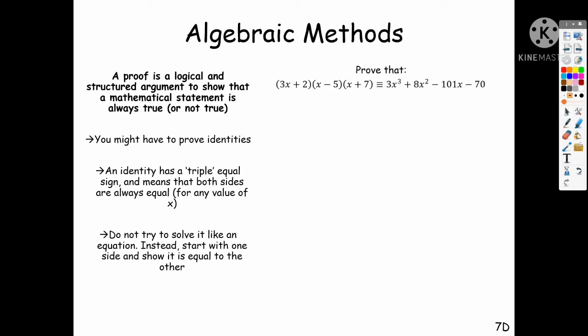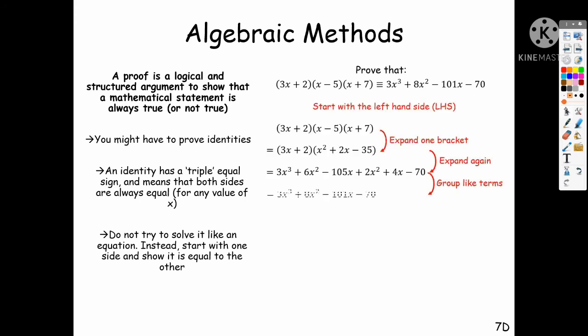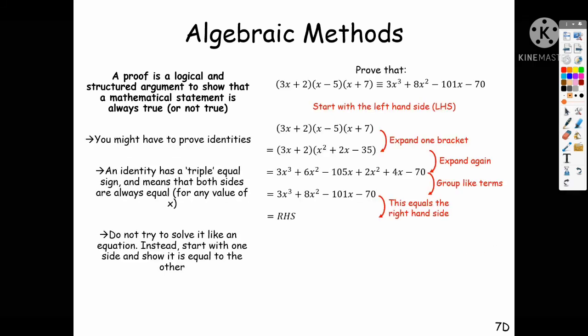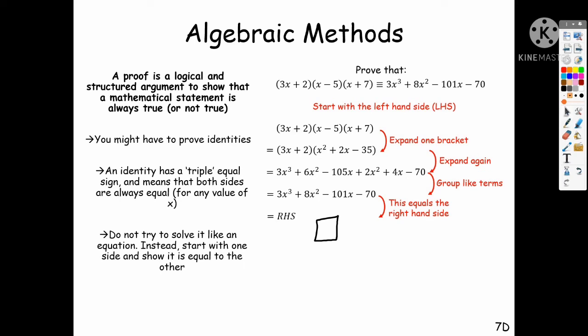So prove that (3x + 2)(x - 5)(x + 7) is identical to that. Yeah, so that three-line sign means identical. So you start at the left and you expand, which is equal to the right hand side. Now, I've not put it on here, so I was going to explain it to you. At the end of a proof, put a square. Usually this means that you've ended the proof and we are at the answer that you were looking for. So make sure that you put it equal to the right hand side, but it is nice to put that box as well. Okay.